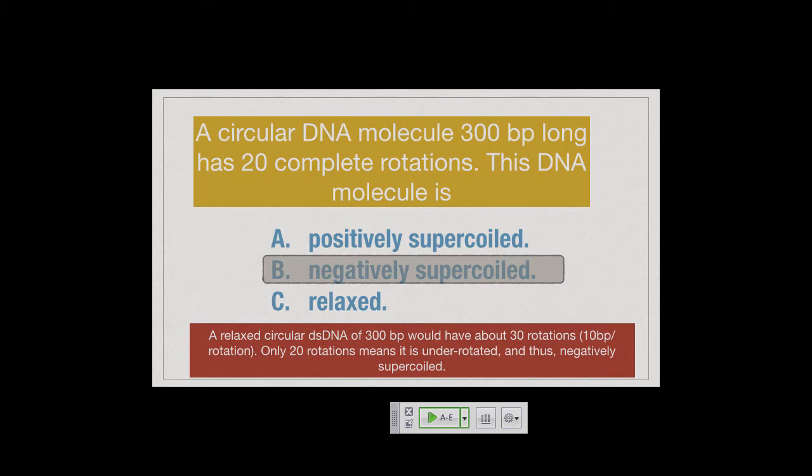You got 300 base pairs. If it's a relaxed circular molecule, how many rotations would it have? It would have 30, 10 per turn. But it's only got 20, so it's under-rotated, and this molecule will have negative supercoils. Okay?